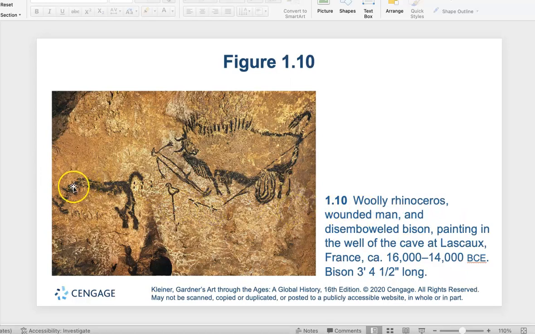The woolly rhinoceros, that's over here. Wounded man, this is over here, and the disemboweled bison. And you can tell that the bison is disemboweled because its guts are hanging out back here. This is a painting in the well of the cave at Lascaux, France, circa 16,000 to 14,000 BCE. The bison is 3 feet and 4.5 inches long. Regardez. Look at it. This is a very weird scene.